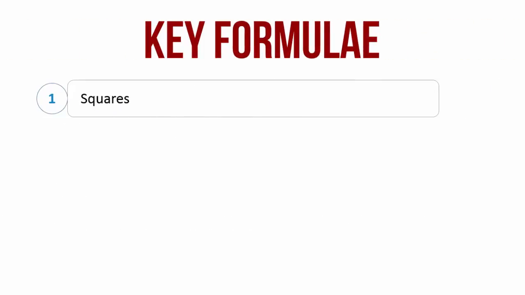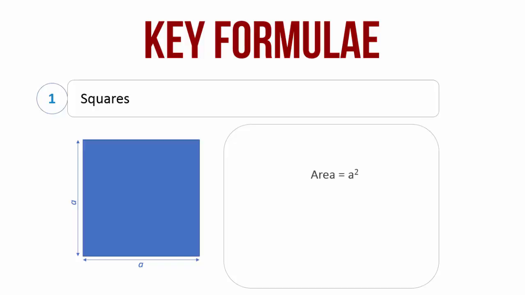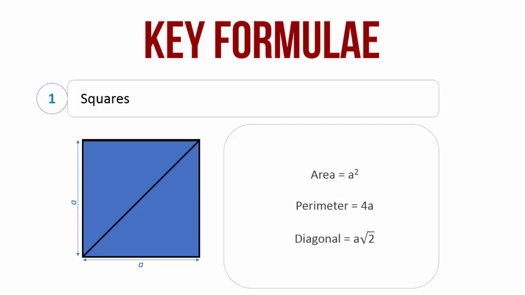The first formula is regarding squares. A square is a shape with four sides where all four sides are of equal length and all four sides are perpendicular to each other. Assume that each side of a square is equal to A. The area of the square then is A squared. The perimeter of the square is 4A and the diagonal of a square is given by A root 2.